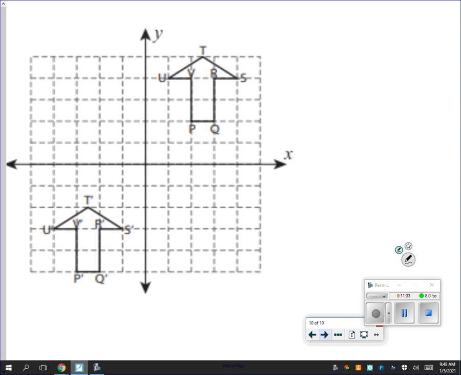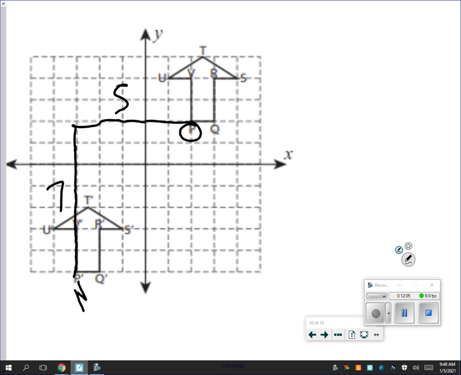Alright, got 2 shapes here. You got to figure out my old and new one. So go ahead and pause, do your arrow notation, do your word form, and come back and see how you did. So here's the old one, the new one. Starting with P to P. 1, 2, 3, 4, 5. So there's 5. And down. 1, 2, 3, 4, 5, 6, 7.